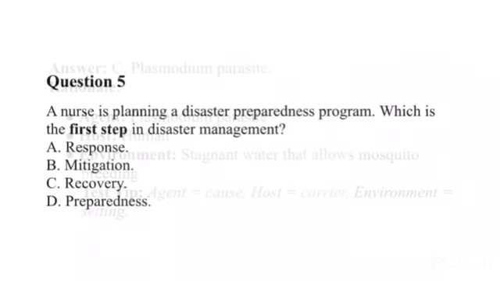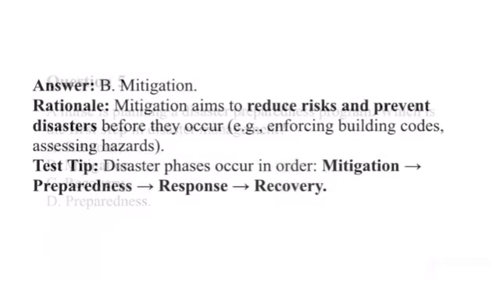Question 5. A nurse is planning a disaster preparedness program. Which is the first step in disaster management? A. Response. B. Mitigation. C. Recovery. D. Preparedness. Answer: B. Mitigation. Rationale: mitigation aims to reduce risks and prevent disasters before they occur, e.g., enforcing building codes, assessing hazards. Test tip: disaster phases occur in order: mitigation, preparedness, response, recovery.